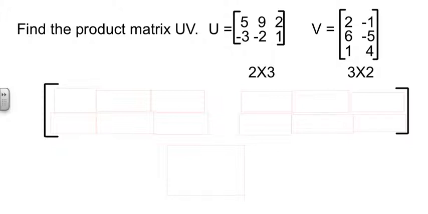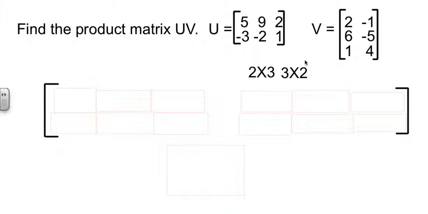So now that we know how we can tell whether we can do a problem or not, now we're ready to find a product matrix. We're going to actually do matrix multiplication here. So they've given me two matrices, matrix U and matrix V. U is 2 rows by 3 columns, so it's 2 by 3. V is 3 rows by 2 columns, so it's 3 by 2. Notice the inside dimensions match.